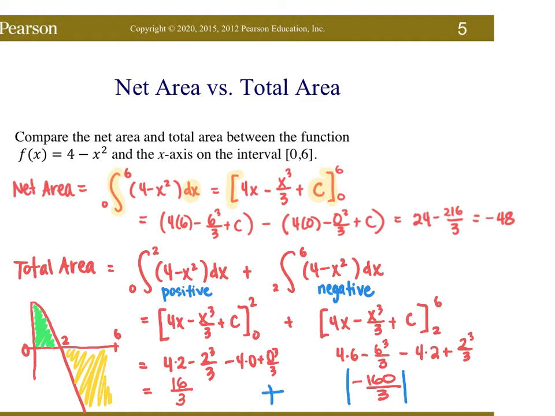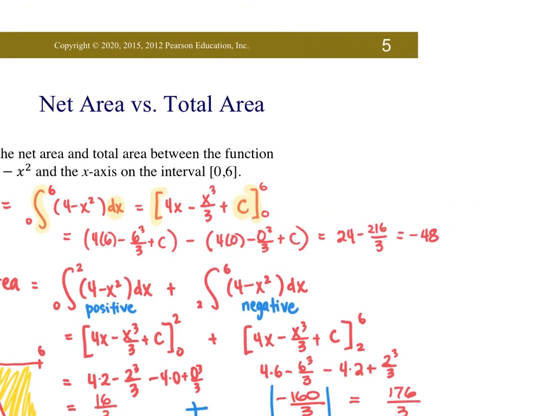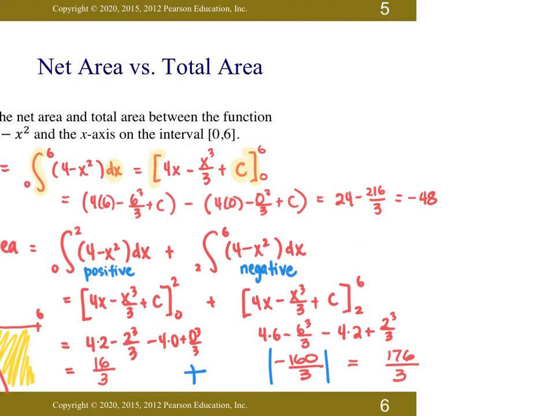So 16/3 and the absolute value of negative 160/3. And so I'm going to get a total of positive 176 over 3. So I get a positive number because I used the absolute value. So that's the total. So then look at compare the two answers, right? Your net area, which is negative 48, is less than or equal to your total positive area. So that should always be the case.